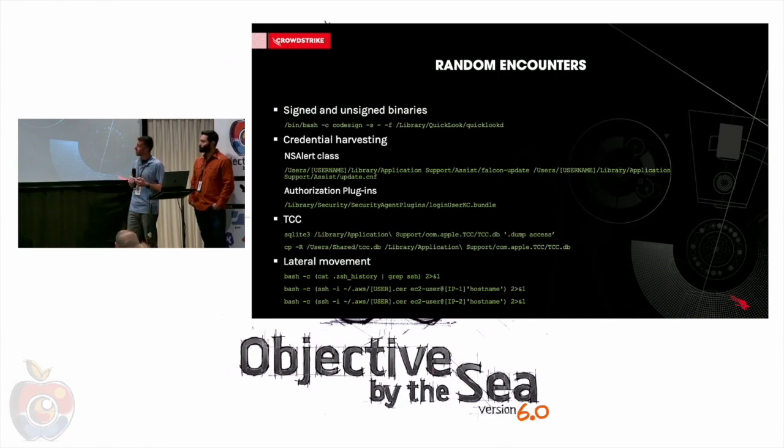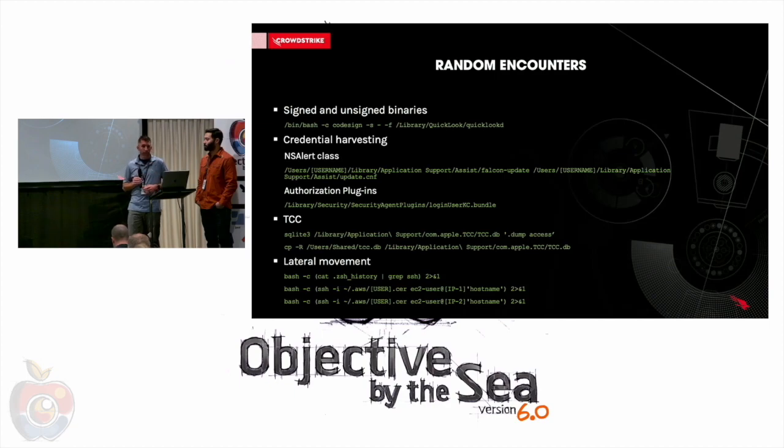We've also seen them attempt to use authorization plugins. I'm not sure how much success they actually had in this, but in one intrusion, excuse me, we did actually see them try to install and configure an authorization plugin to steal credentials.